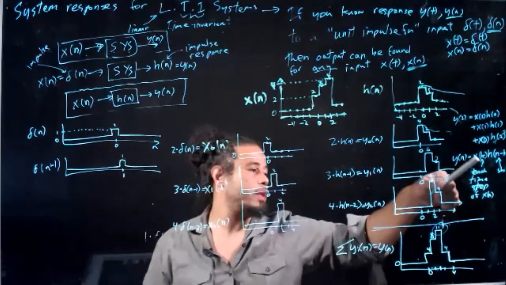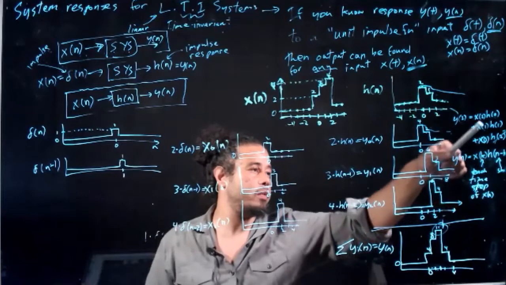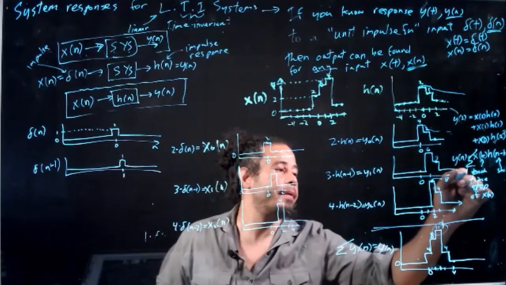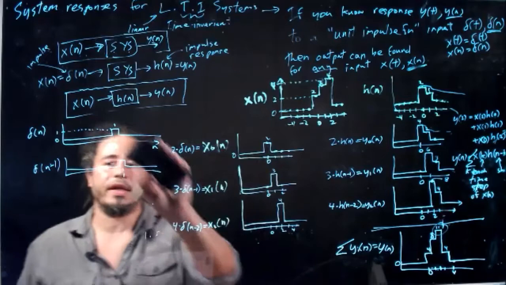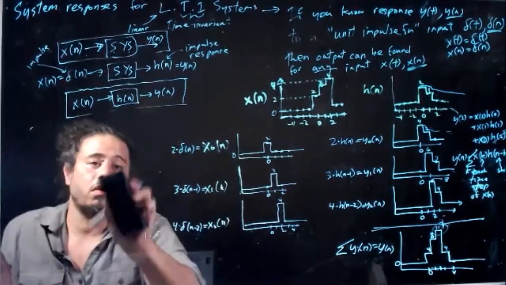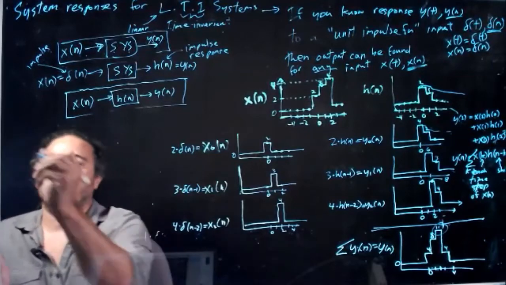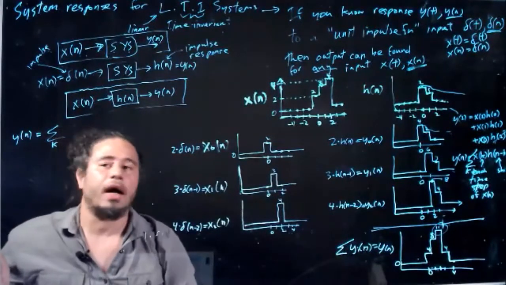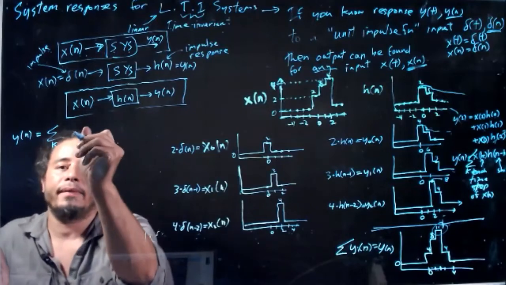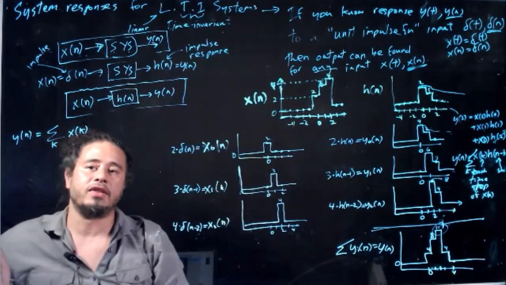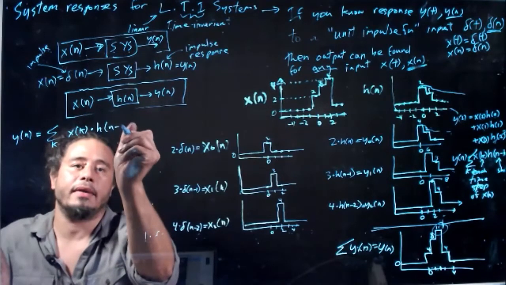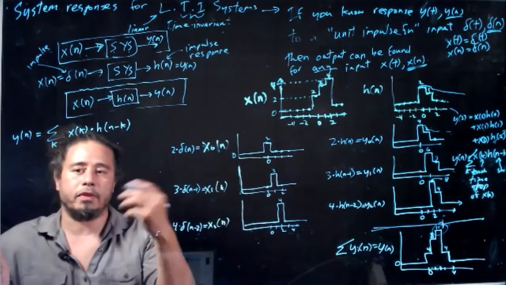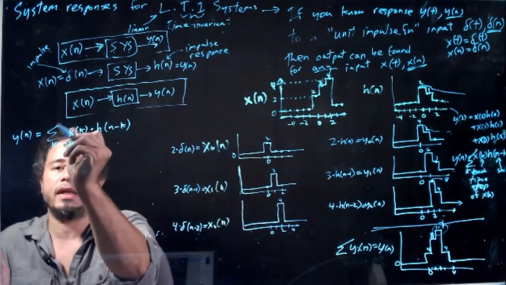But of course, it's not just one of these values of k. We're going to use all possible values of k, and so what we have here would be a summation over k. I'm just going to write that more neatly over here. So y of n is equal to the summation over all possible input steps, the summation over all k of x of k multiplied by h of n minus k. And this k is all values. So if you want to be really general about it, the k could go from minus infinity to plus infinity.